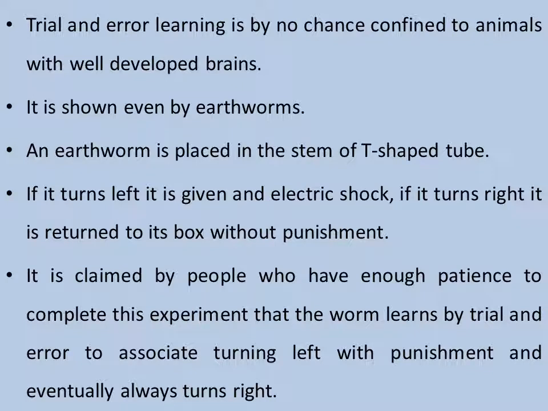Trial and error learning is by no chance confined to animals with well-developed brains. It is shown even by earthworms, that means lower grade animals which do not have even well-developed brains. If an earthworm is placed in the stem of a T-shaped tube and it turns left, it is given an electric shock, and if it turns right, it is returned to its box without punishment. It is claimed by people who have enough patience to complete this experiment that the worm learns by trial and error to associate turning left with punishment and eventually always turns right. Because it has associated that left would get punishment, that behavior is eliminated, and the animal turns right because that won't give it punishment.